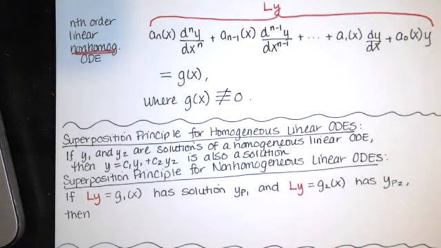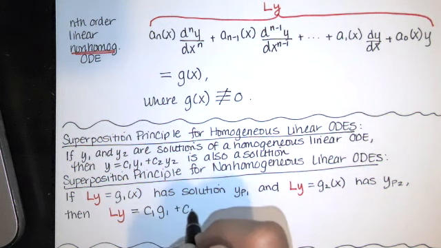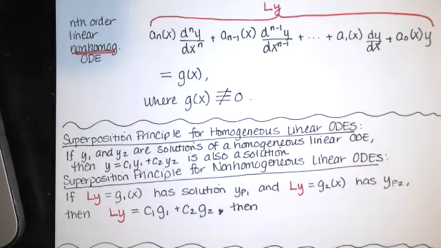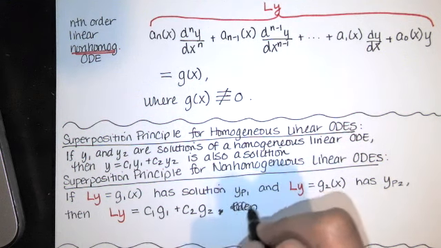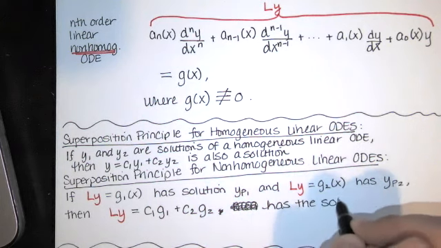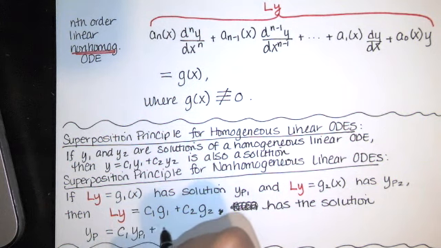Then if I'm looking at this new differential equation, L of y equals a constant times g1 plus a constant times g2, then, if this has this solution and this has this solution, this has this solution: y sub p equals c1 times y sub p sub 1 plus c2 times y sub p sub 2.